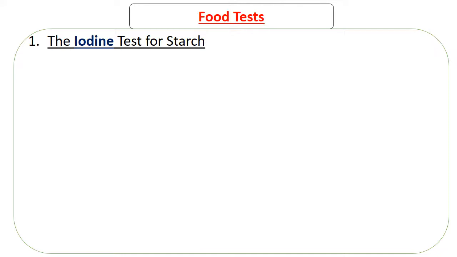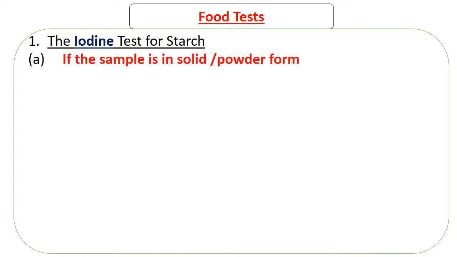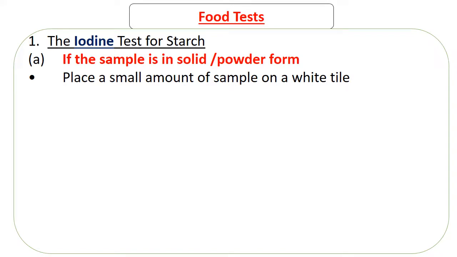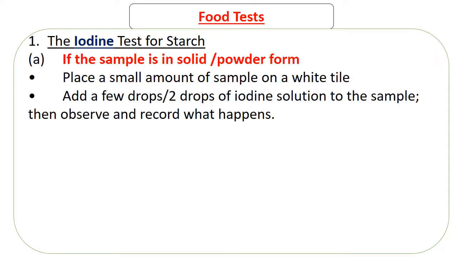This test can be carried out on different types of food samples. The first is the food sample that is in solid or powder form, like a piece of sausage, or one that is in powder form, like spices maybe. How do you test if there is starch? You place a small amount of sample on a white towel. You add a few drops or 2 drops of iodine solution to the sample, then observe and record what happens.